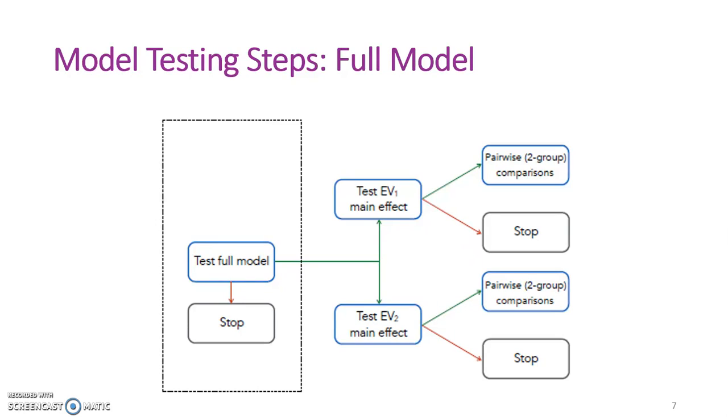So let's talk about the model testing steps a little bit. The first place we're going to start for model testing with the two-way ANOVA is to test the full model. If the full model is not significant, that is, if the overall F-test is not significant, then we stop testing, and we don't go on and assess the main effects because the full model wasn't significant. That means that we haven't really explained a lot of variation in the outcome with our set of predictors. The predictors are not statistically significantly predicting the outcome as a whole.